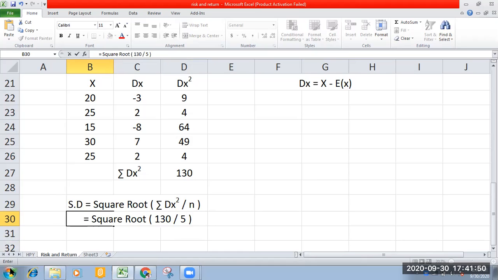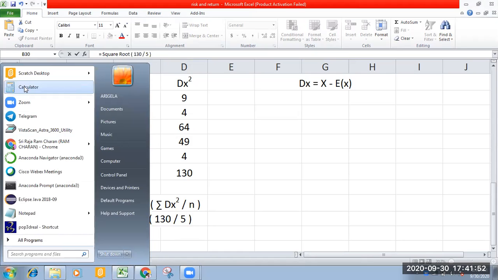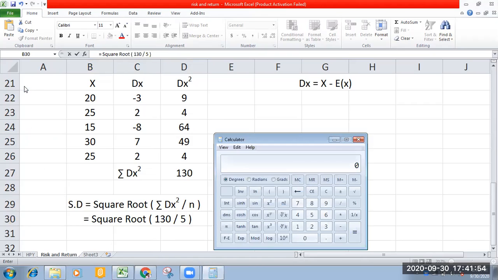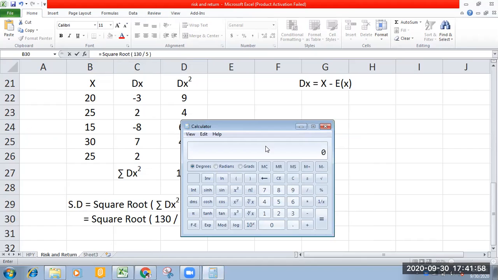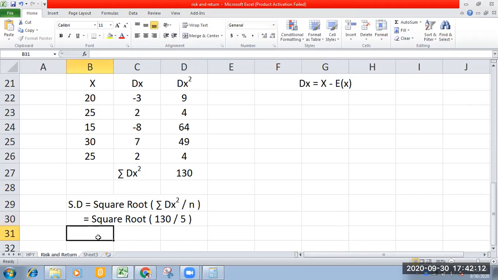Now you can use your simple calculator: 130 divided by 5 is 26, and the square root of 26 is 5.0990, or for 2 digits it can be taken as 5.10. Thus the final answer is equal to 5.10.